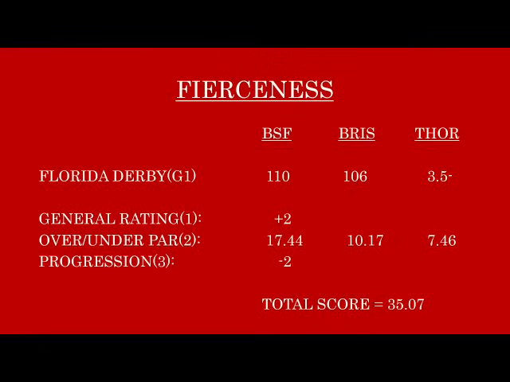Based upon those numbers, we've given a general rating of +2. Fierceness is fast. We know this. Progression-wise, however, that was a big race, and we do know about the good race, bad race pattern with Fierceness, and that was such a big effort. Considering he's consistently regressed off of those big efforts, you'd have to believe he's ready for a bounce. So even subtracting 2 from that, his total score is 35.07.